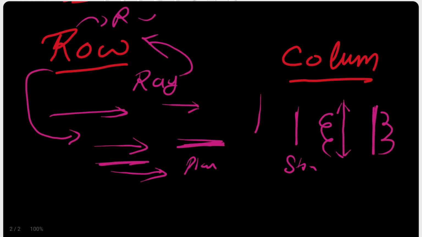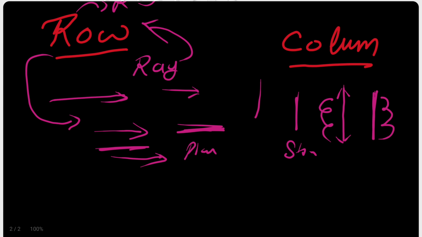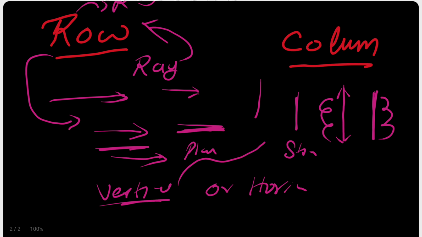Right. So one more thing here: row and column is clear. If you do not understand, then we can also understand it as vertical or horizontal. Okay? Vertical or horizontal. I hope you know. Row column is vertical. Vertical means column, horizontal means row. Okay? Always remember.